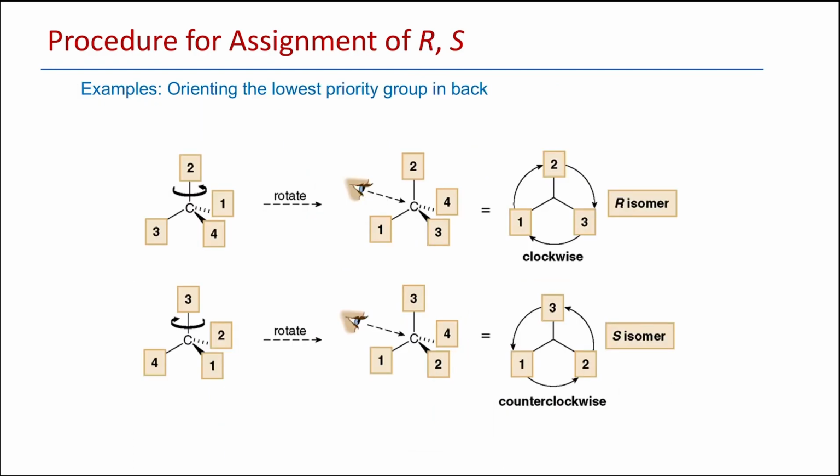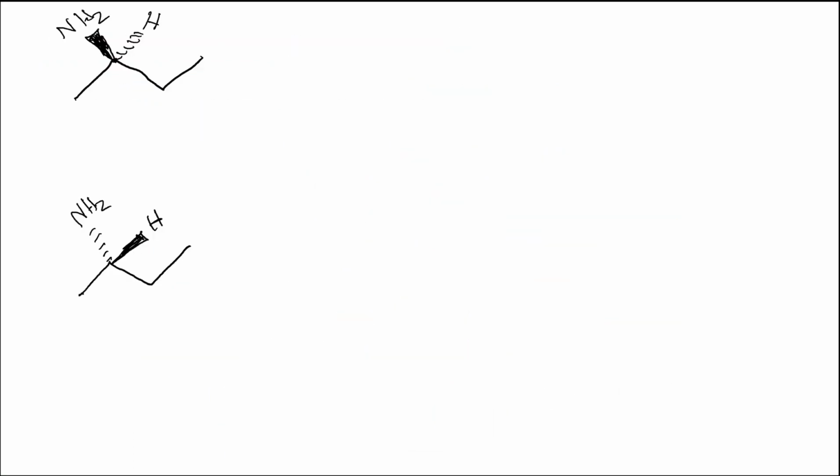So let's have some examples here. If we have a structure like this one, let's first assign priority and try to assign the configuration. This is the stereogenic center here, okay? And we have four groups. We have NH2, hydrogen, methyl, and ethyl here. Remember that hydrogen will always be the lowest priority. So hydrogen is number 4. Hydrogen is drawn here with a dashed line, which means it's at the back. So we don't have any issues assigning the configuration here.